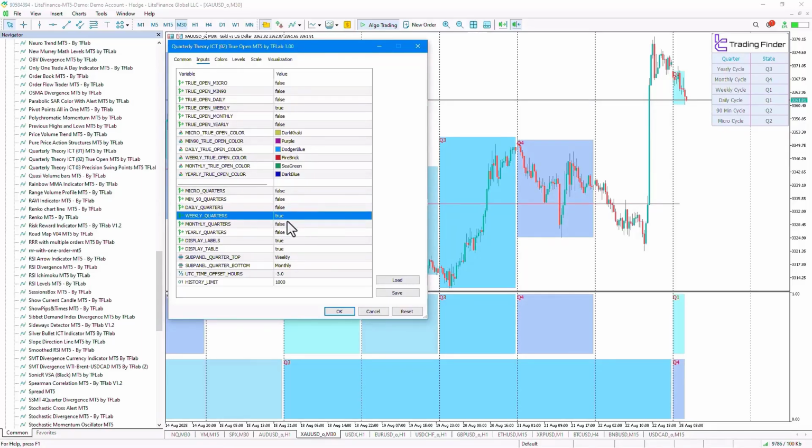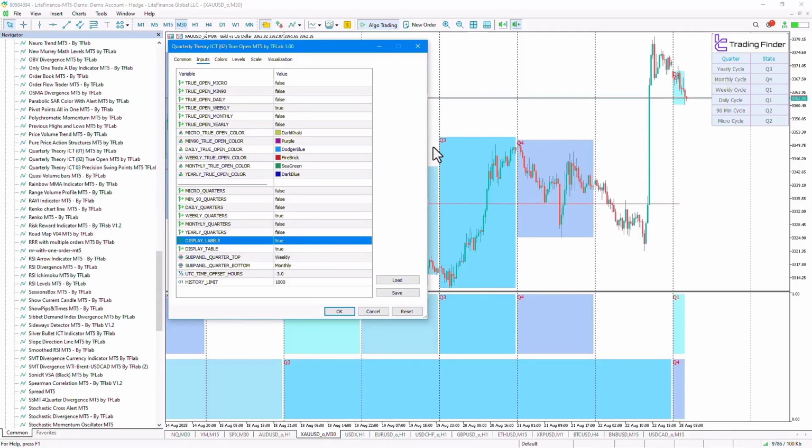In this next input, we can enable or disable the display of the weekly quarter, monthly quarter, and finally, the yearly quarter. By default, the weekly quarter is enabled, and the ranges displayed for us correspond to this time frame. In the next section, we can enable or disable the display of the labels related to the quarters, which determines whether the Q1, Q2, Q3, and finally Q4 tags are shown to us or not.